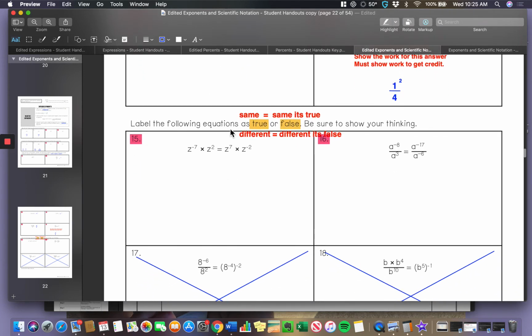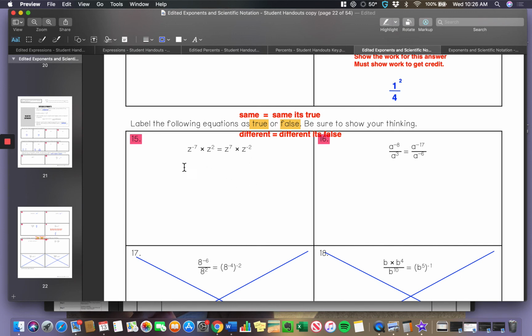All right, it says label the following equations as true or false and be sure to show your thinking. If it is the same on both sides when we are simplifying or solving each side of the equation, it's going to be true. If it is different, so if this side is different than this side, it's going to be false. Remember that you are adding your exponents here, so you're going to have negative 7 plus 2. Your base will stay the same, and whatever negative 7 plus 2 is will become your new exponent. And then you're going to have 7 plus negative 2, which is going to give you a different answer.